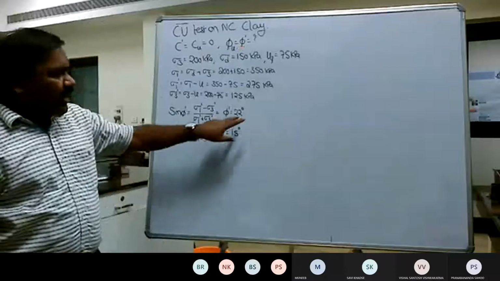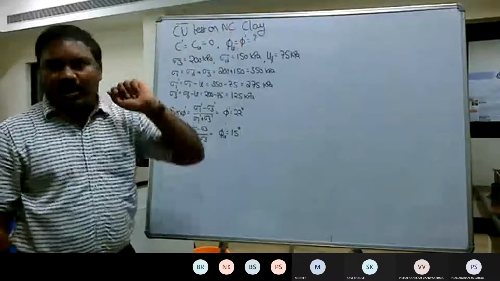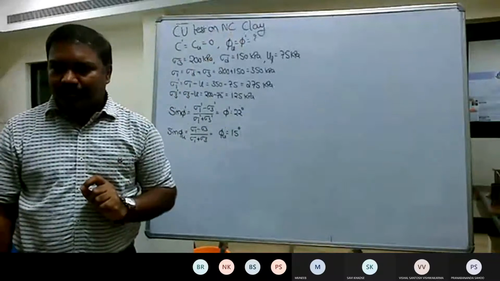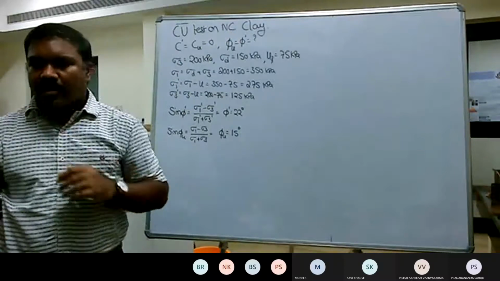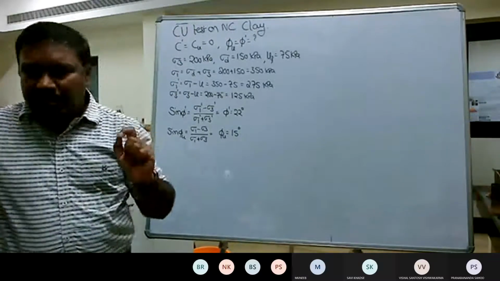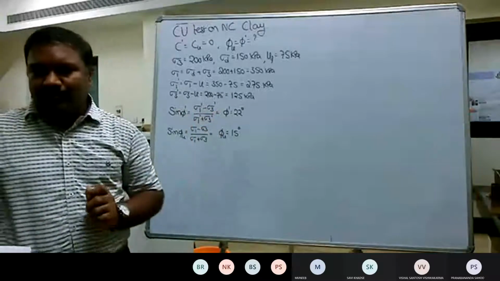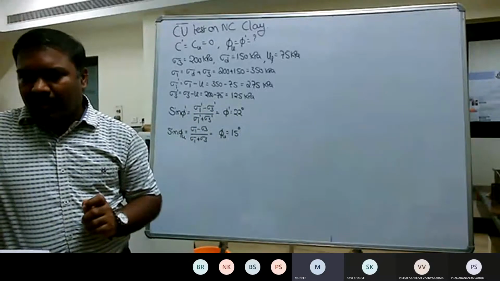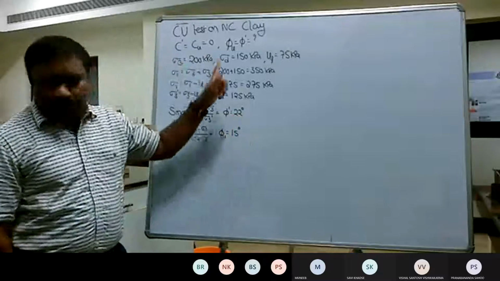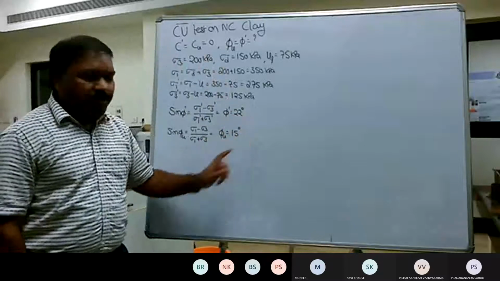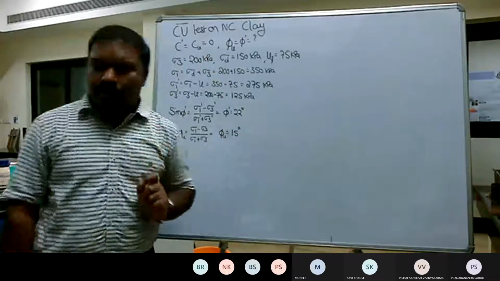Now, let us make an important observation here. Did I change the soil from total to effective? Is there any change in the soil type? It's always the same CU test. The first important thing is that it is the same soil, but exhibiting two different values of the friction angle. This is a very interesting thing that you must note down.